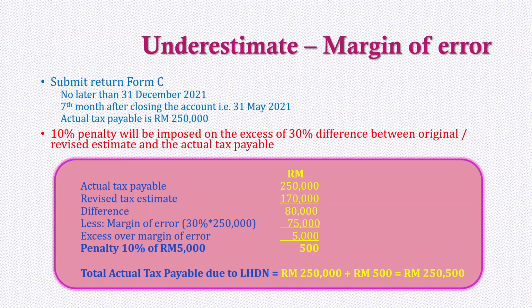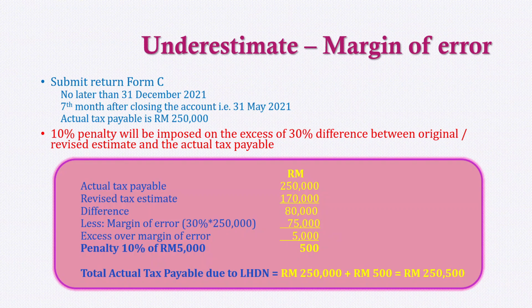Once you have filled up your Form C, you already know how much your actual tax payable is. Based on your tax computation in your Form C, you find that your actual tax payable is 250,000. Remember, this is self-assessment, so you compute your own tax payable, similar to an individual. So is there any penalty or not, any margin of error or not? Let's look at the computation to see what will happen if you exceed the margin of error.